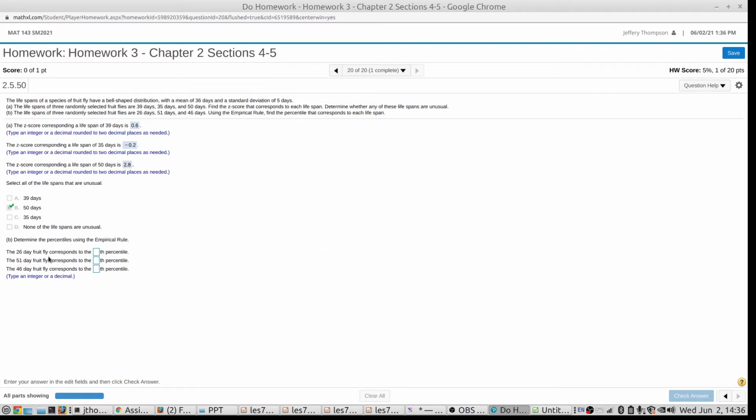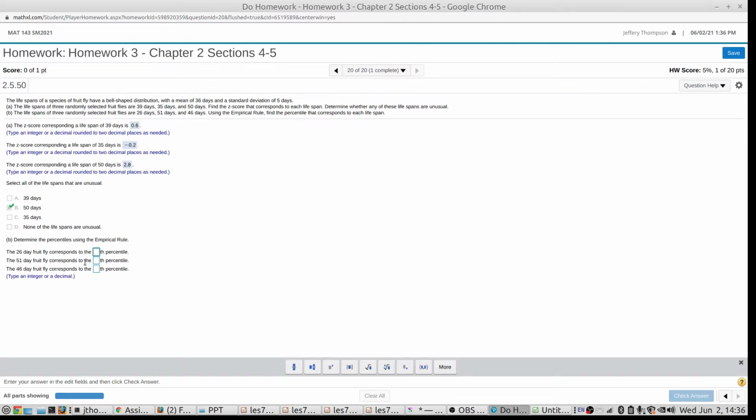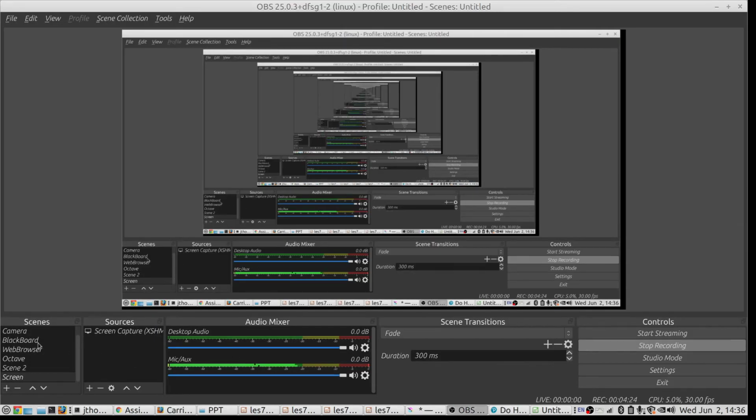All right, and so what we want to do here is think of our bell curve now. And we want to look at where things are percentile-wise. So I'm going to come over here. Let's see if I still have my Blackboard open. And we're going to think about how these things distribute.